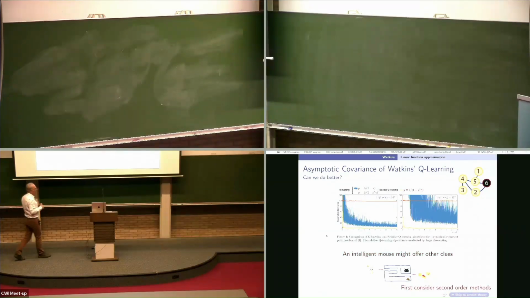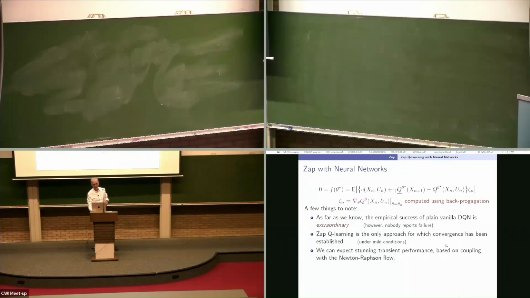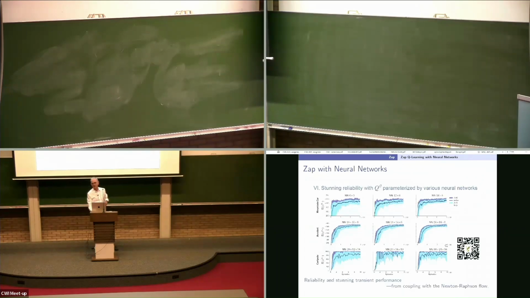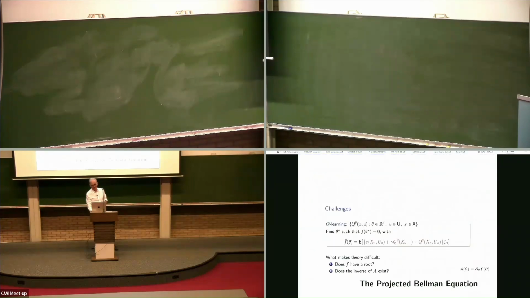But if I had time, I would go and look at second order methods to improve efficiency and so forth, and stability. But we don't have time for that. So I'm going to go straight to the intelligent mouse. And this is just a joke. This is what you're missing, how matrix gains can stabilize.